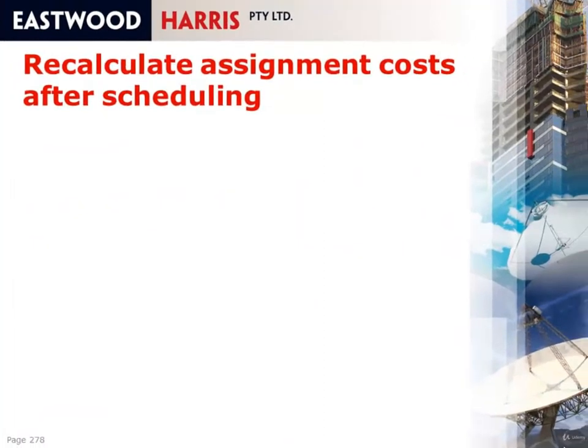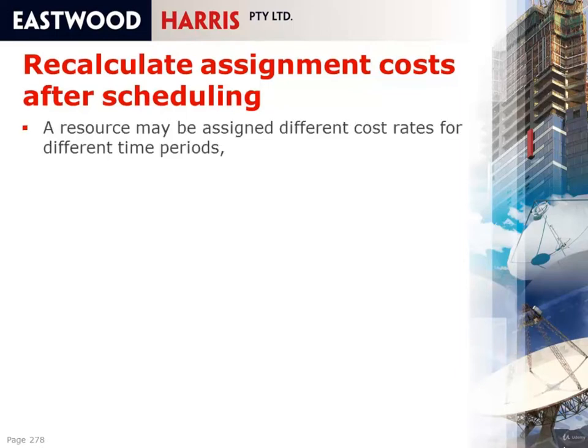Recalculate assignment costs after scheduling. Primavera P6 allows you to have the rate of a resource change over time, so you can have a rate for this year and a rate for next year and a rate for the year after. So if activities get scheduled in future years, you increase the cost against the project.